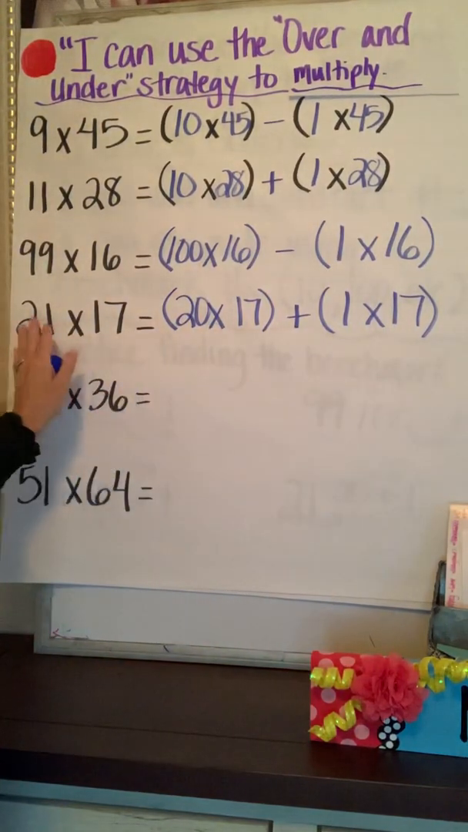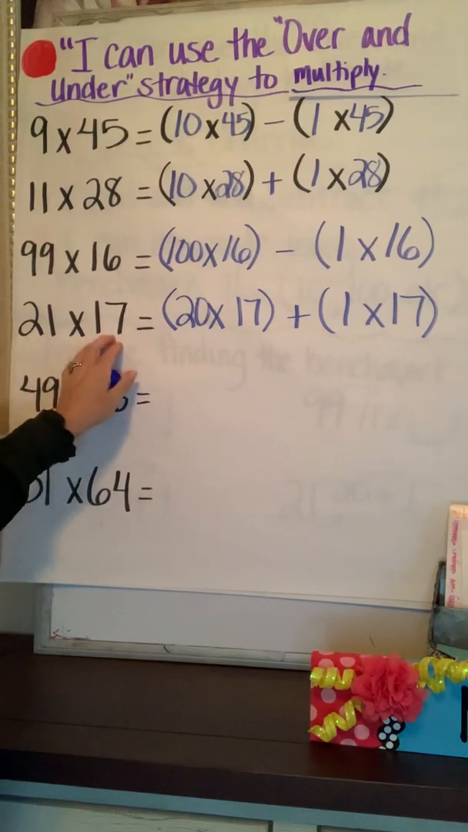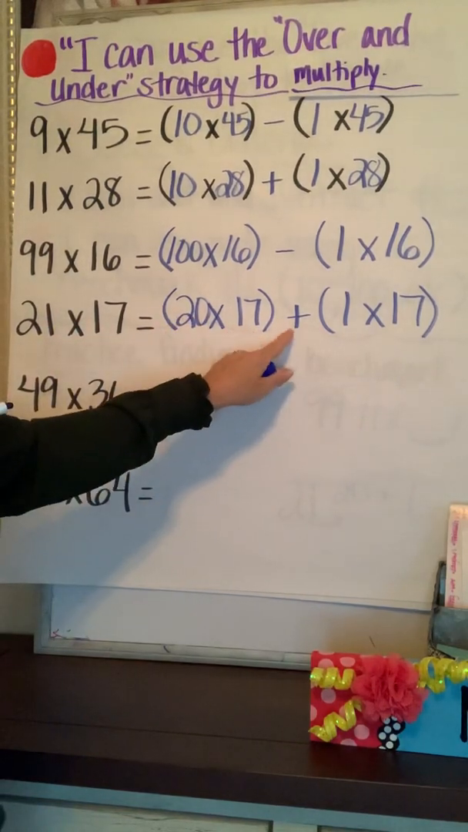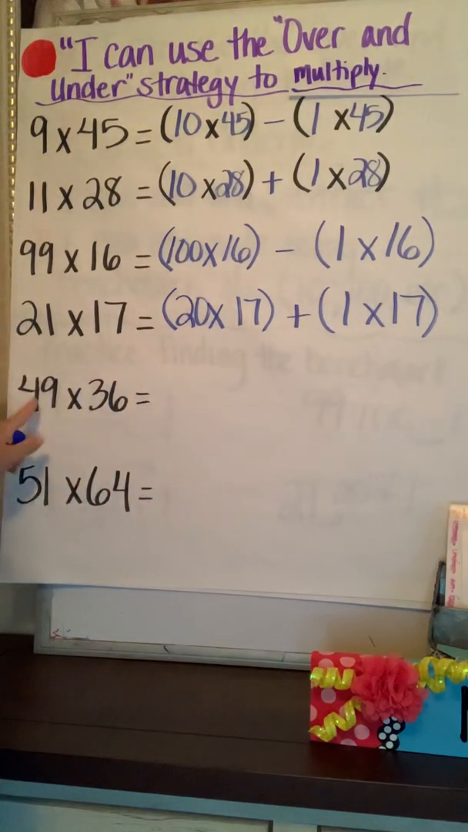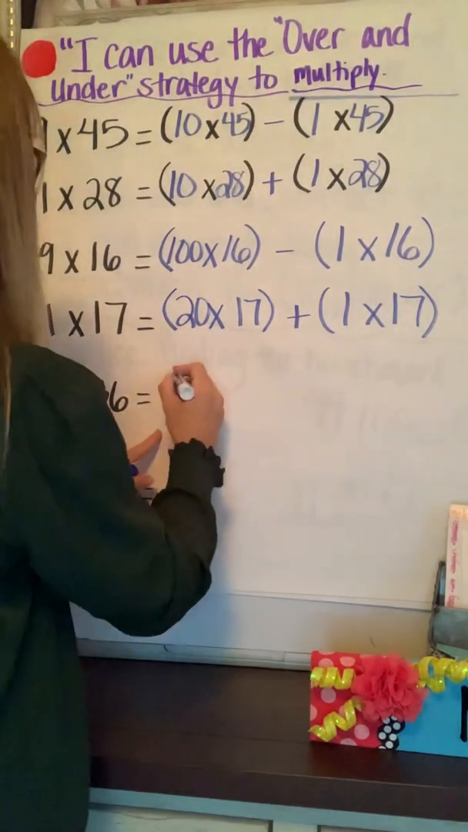Now that would be equivalent to 21 groups of 17. So here's 20 groups of 17 plus 1 more group of 17. That would be 21.